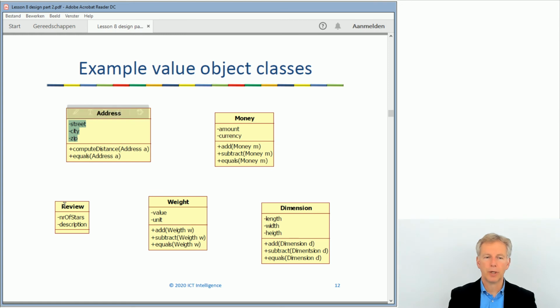Like a review. You place a review on a product. There's so many stars and this is the description. That's a value object. It doesn't have a review number or something like that.